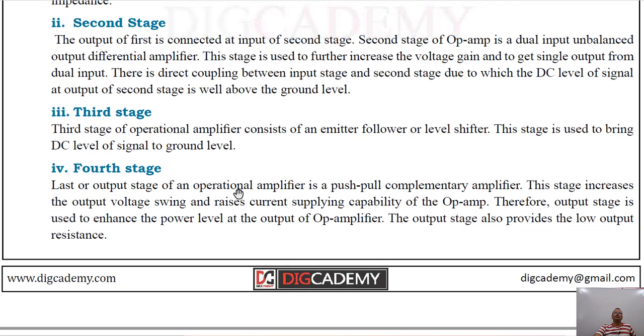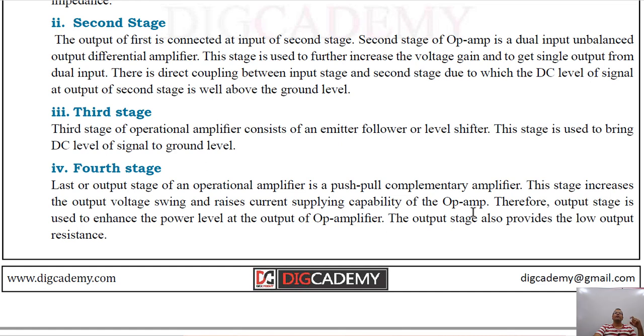The last or output stage of an operational amplifier is push-pull amplifier. Push-pull amplifier is basically a power amplifier. This stage increases the output voltage swing and raises the current supplying capability of the op-amp. It increases the output voltage swing. Output voltage swing means what? From a negative peak to positive peak.